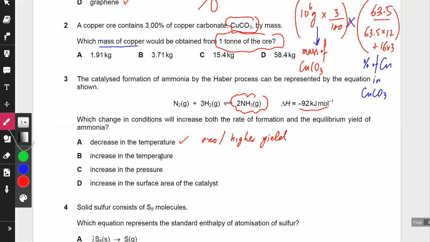What's going to happen and what's not going to happen? This will be the opposite of the first one. Okay, so it's going to be faster, but you're not actually going to get more ammonia. You're actually going to get the reverse, right? What about increase in pressure?